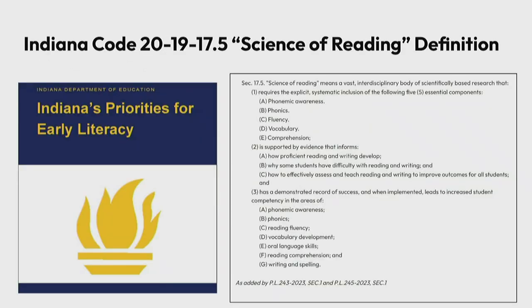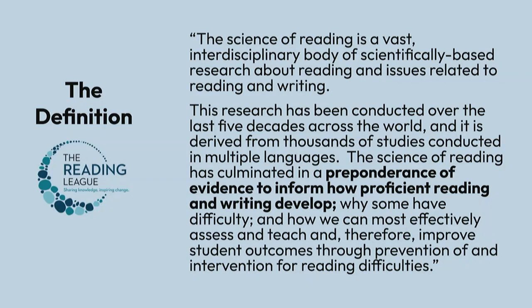And Indiana is fully supportive of the science of reading and has actually enacted legislation around it. So in February 2022, the IDOE published their Indiana's Priority for Early Literacy guidance, which presented a rigorous analysis and a set of goals to address literacy for Hoosier students. This plan also presented a vision and mission for the future of literacy in Indiana, which included an emphasis on the science of reading. In 2023, during the legislative session, Indiana actually legislated a definition of the science of reading. When we look at this definition, it very closely mirrors what we see from the Reading League here.